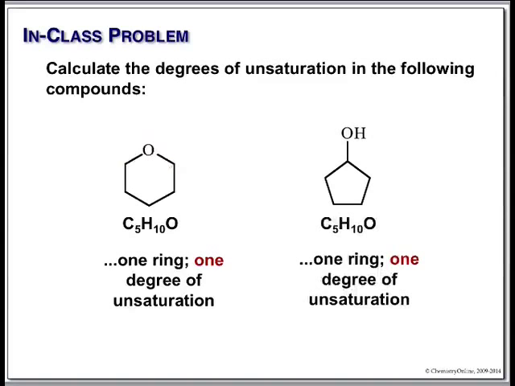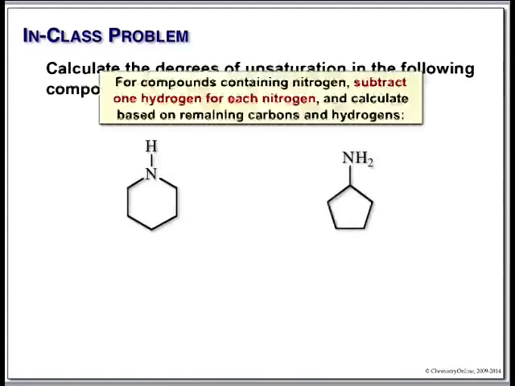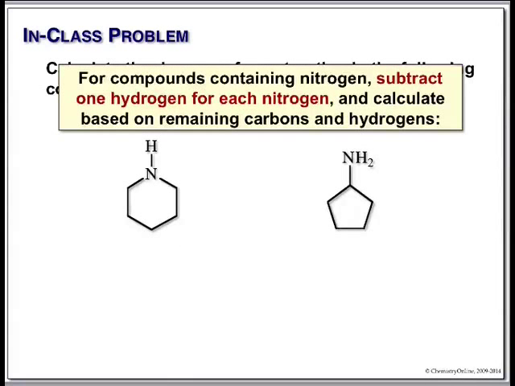The rule for nitrogen is a little different. Again, we're going to ignore the nitrogen. But because nitrogen comes with a hydrogen attached to it, we have to ignore the hydrogen too. So if you have a nitrogen in your compound, you ignore the nitrogen and 1 hydrogen. 1 hydrogen for every nitrogen, you just drop out.